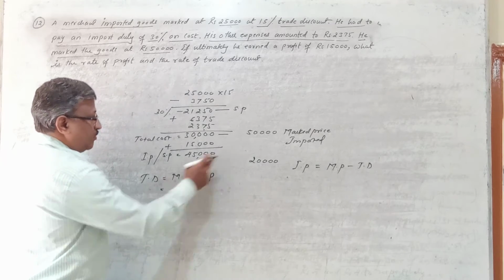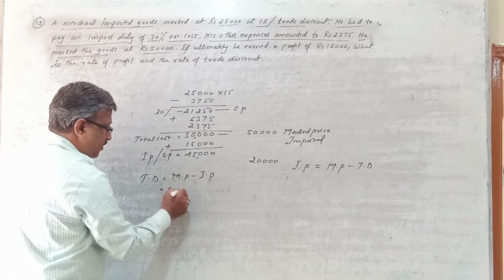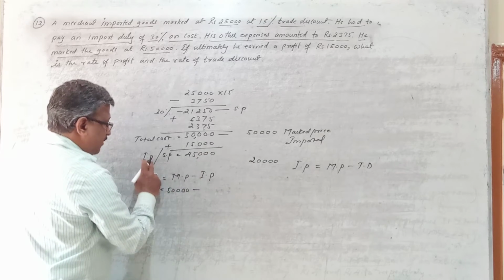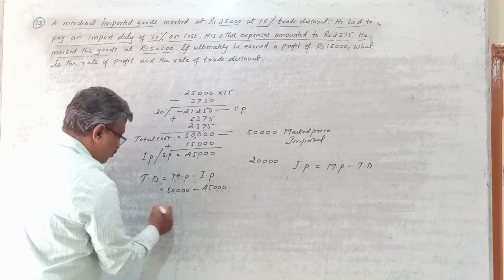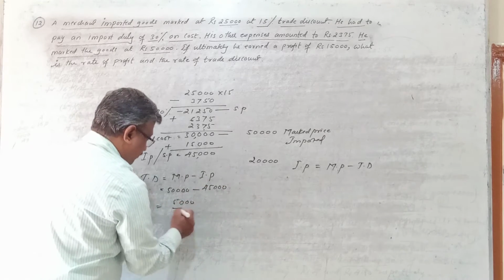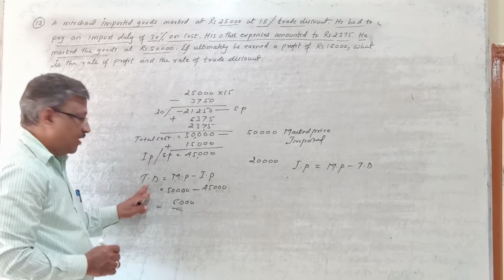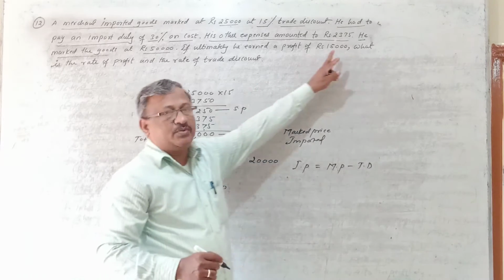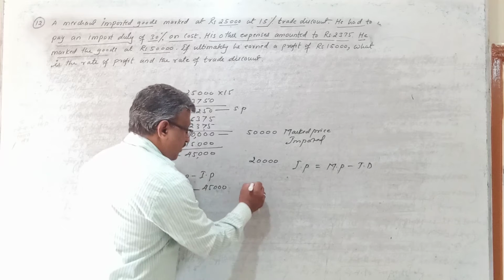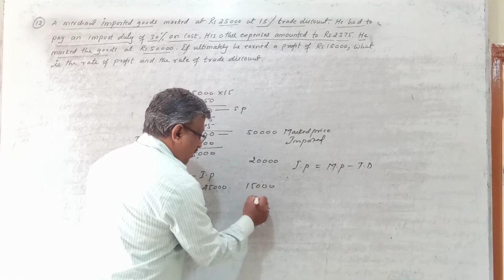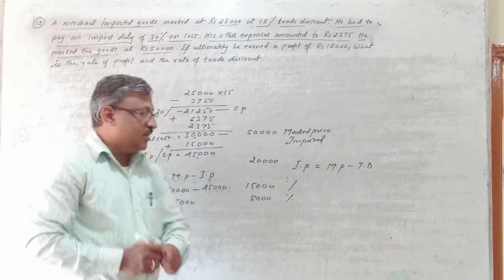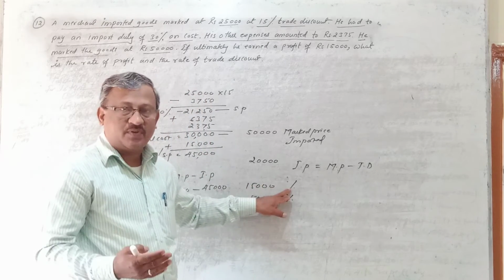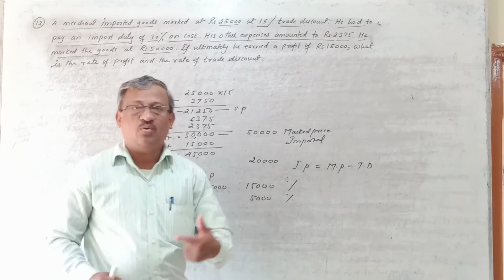So mark price is how much here? It is 50,000 which is given in the problem, minus invoice price, which is also known, how much? 45,000. So minus it, he will get how many rupees? 5,000. So 5,000 rupees is the trade discount given and 15,000 rupees profit he has got. So these 15,000 rupees and 5,000 rupees we have to express in form of percentage. 15,000 rupees means how much percent and 5,000 rupees means how much percent.